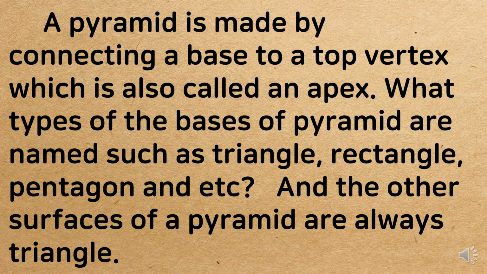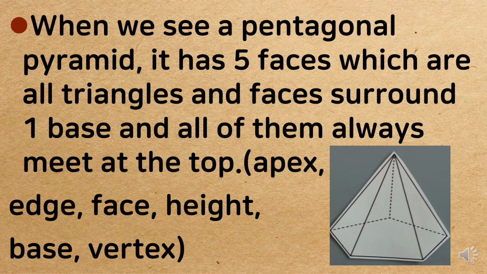A pyramid is made by connecting a base to a top vertex, which is also called an apex. The bases of a pyramid are named by type, such as triangle, rectangle, pentagon, and so on. And the other surfaces of a pyramid are always triangles. When you see a pentagonal pyramid, it has 5 faces which are all triangles, and the faces surround one base and all of them always meet at the top, the apex.